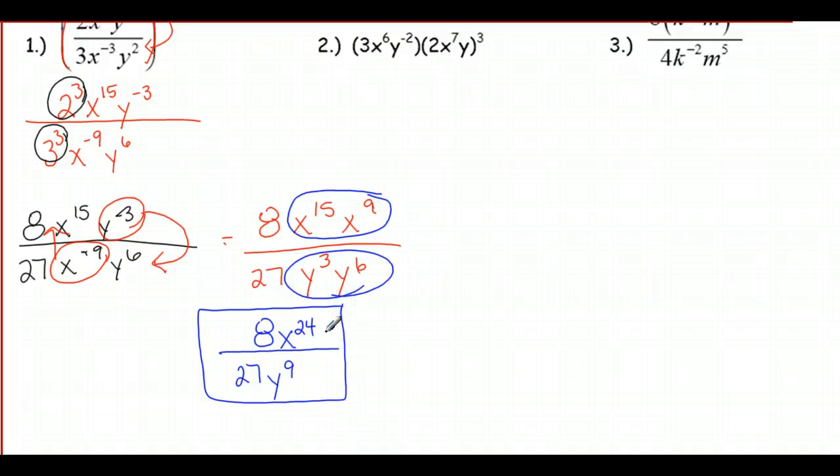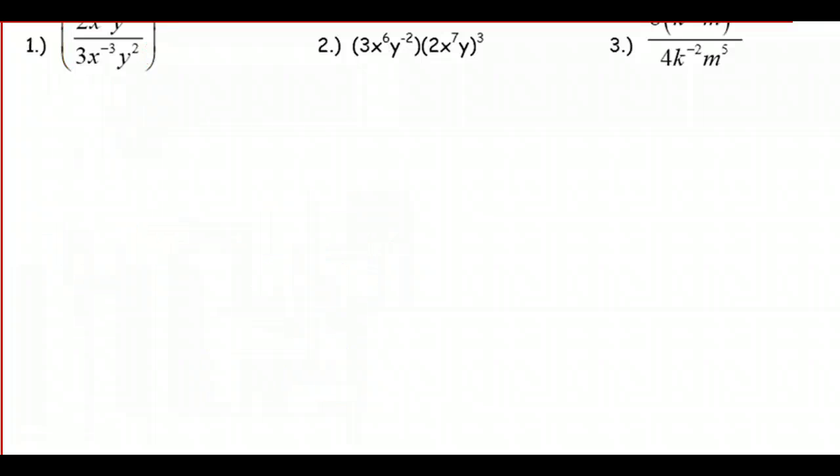Alright, let's go ahead and move on to number 2. Again, the first thing we're going to do is distribute any powers that we might have. So in this case, we're going to distribute our 3. So I have 3 x to the 6th, y to the negative 2nd, and now I'm going to start distributing my 3. I have 2 cubed x to the 21st, because remember when we distribute in, we're multiplying with the exponent, and y cubed.